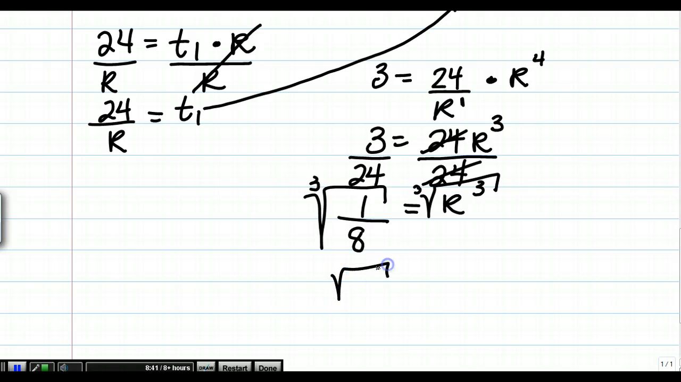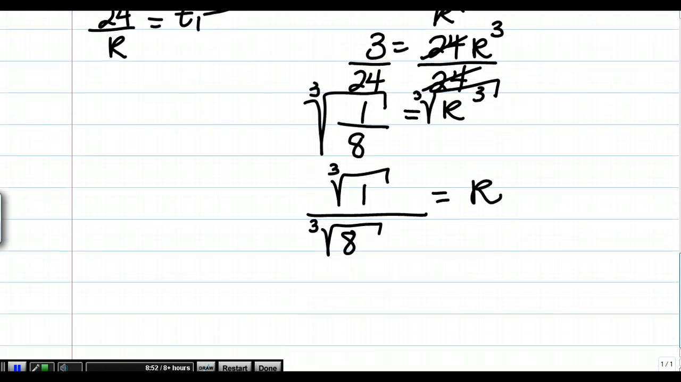So you would have the cube root of 1 over the cube root of 8 equals R, because the 3's would go away. You don't have to write plus or minus because it's an odd number. The cube root of 1 is 1. The cube root of 8 is 2. So you know that your R equals 1/2.